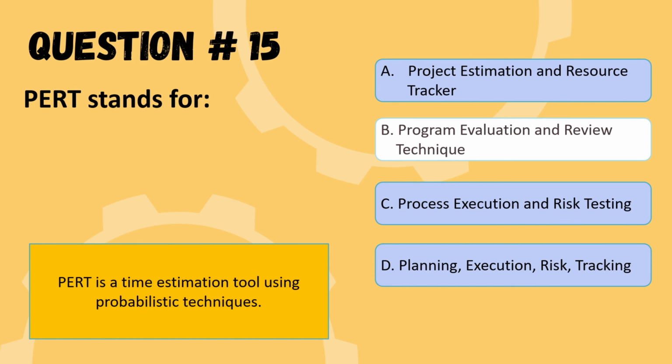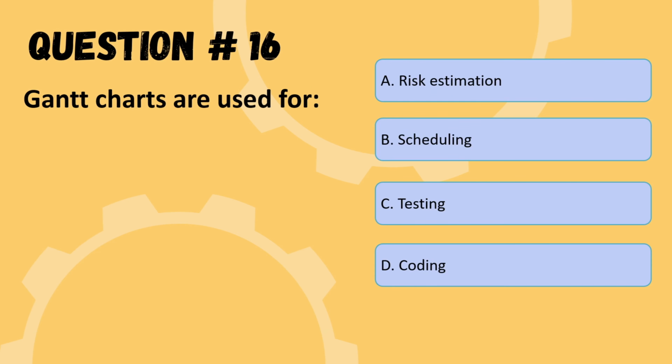So we are moving to the next question. Next question is, Gantt charts are used for: risk estimation, scheduling, testing, or coding. So the correct option is scheduling.